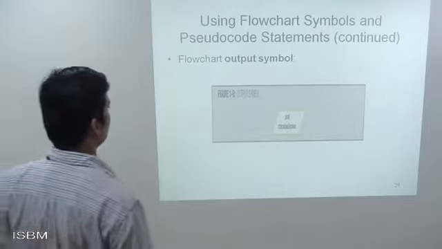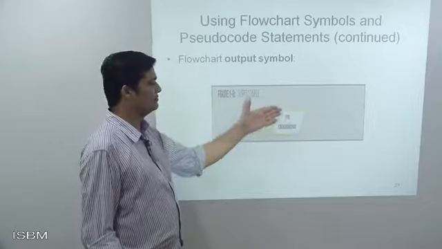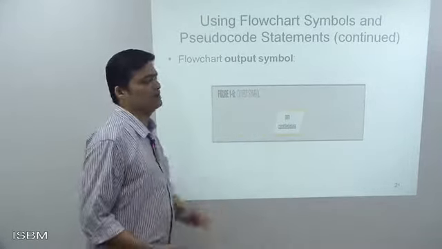Then output symbols. Whatever output we get, just like if we process 2 numbers for multiplying, whatever output we are going to get over here, we need to print that output, so we can print it also.